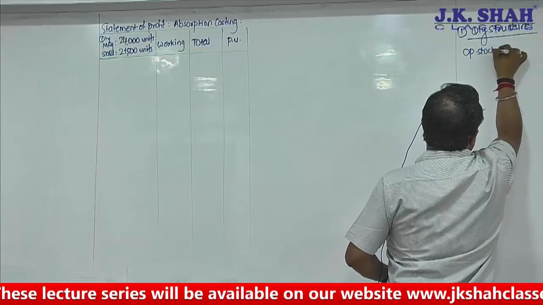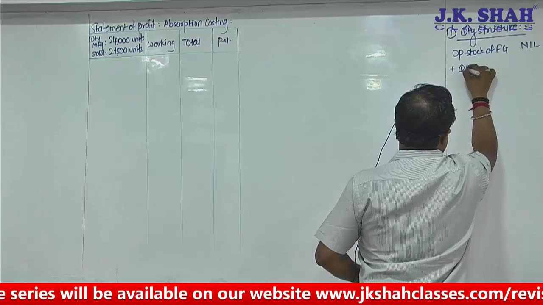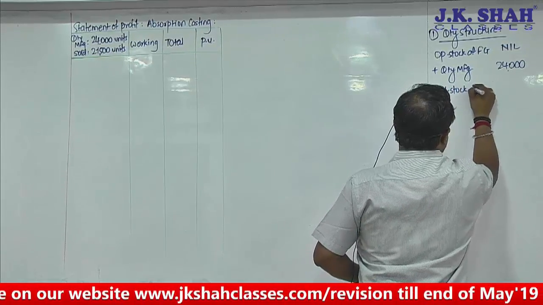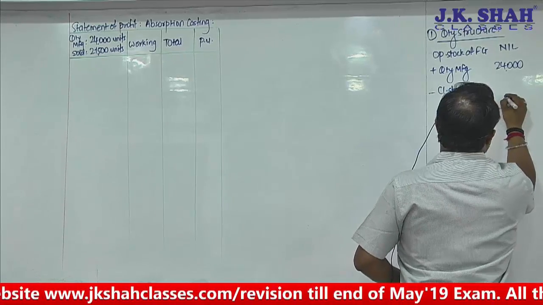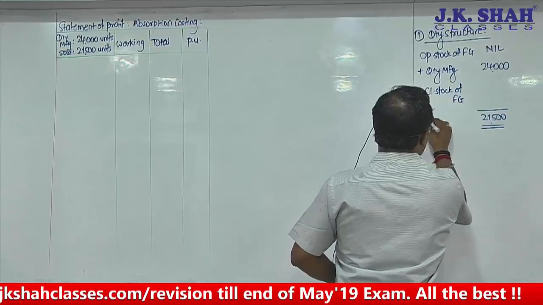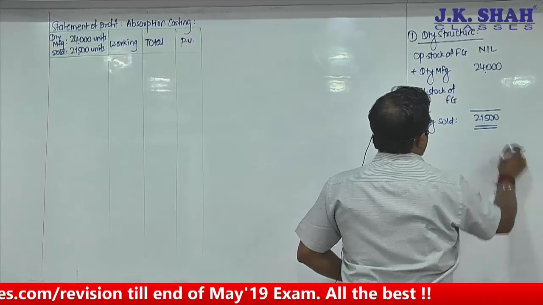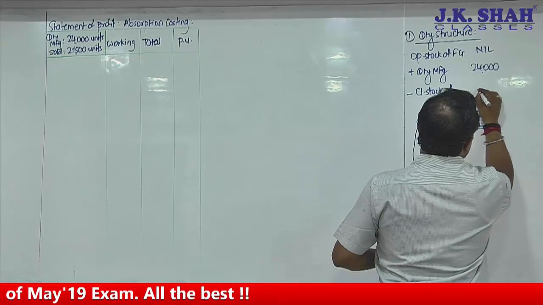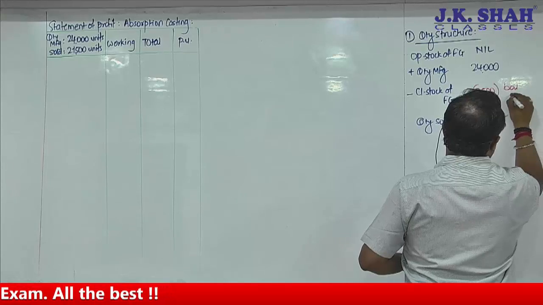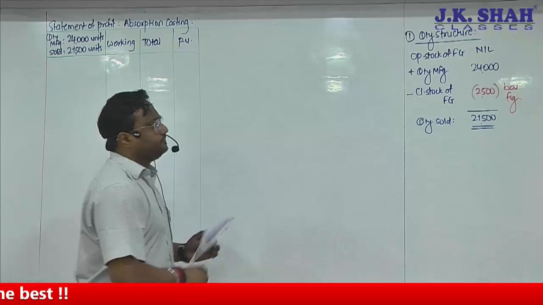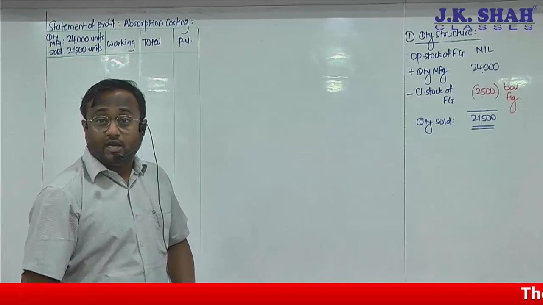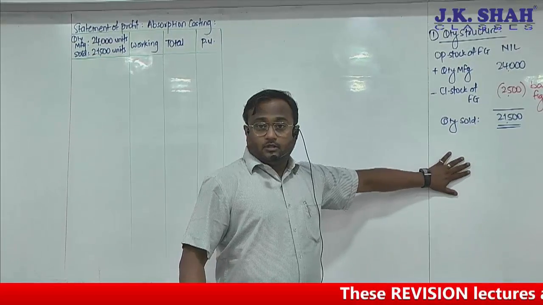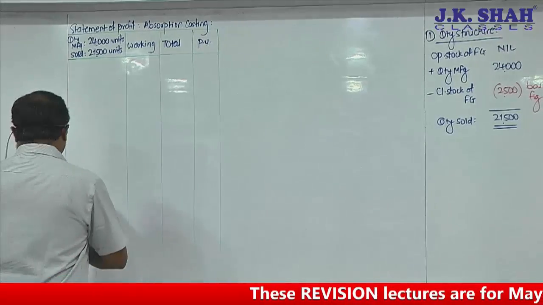Is there any opening stock of finished goods given? No. I have produced 24,000. I have sold 21,500. Now there is no opening stock. 24,000 I produced, but I could sell only 21,500. That means the balance 2,500 must be your closing stock of finished goods. We must know this because we need to value that stock later. So, there is no opening stock, but there is a closing stock to be recorded. Let's go for cost sheet format.